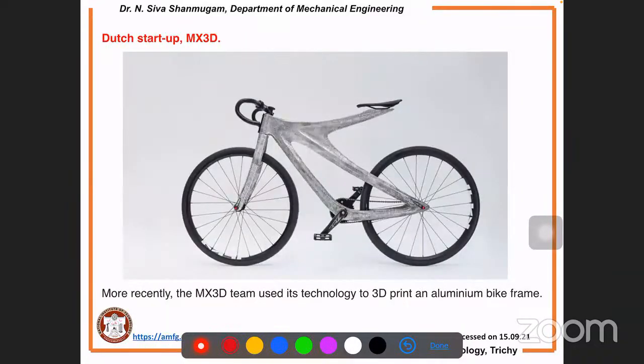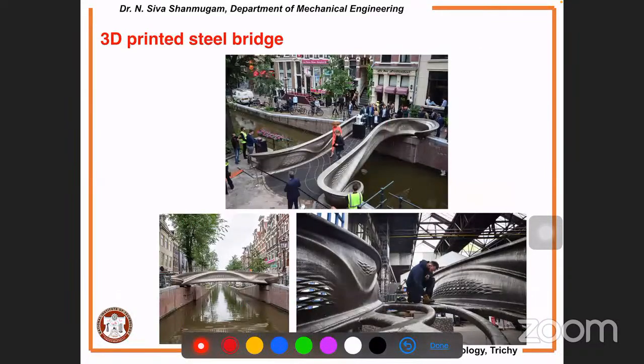And also you can see a very beautiful bicycle frame. I want to thank the Netherlands, especially MX3D, for sharing this information in the open forum. I acknowledge here, without their information it is very difficult. More recently, the MX3D team used its technology to 3D print an aluminium bike frame. And also, you can get so many videos.